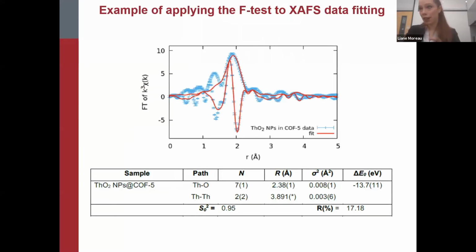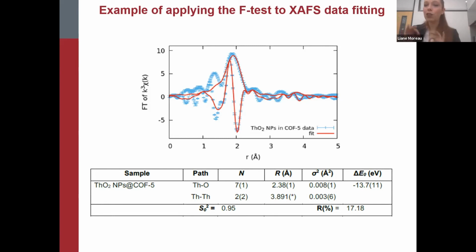And so I'd like to give an example of where we did use this, for example, in the nanoparticle COF paper. So if we took a look at our thorium dioxide nanoparticles in the COF versus the fit, we can see that there's really not visibly a second shell there. So the question was, do we include a second shell or do we not include a second shell in this fit?